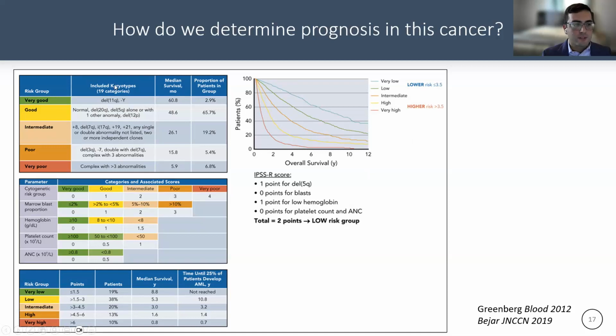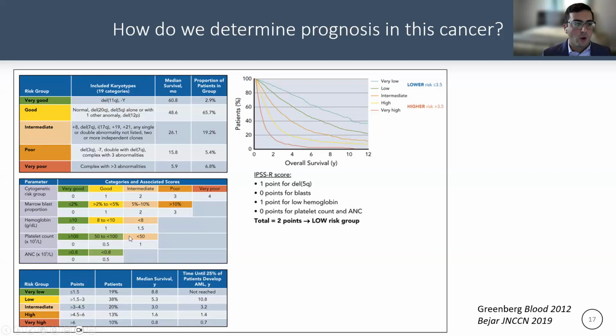I talked about some of the things that were included in the risk, but I'll go over it again. Chromosomal changes can be anywhere from very good to very poor risk. You can have bone marrow blast proportion. This is the leukemia cells that can go from low to very high. If you're above 20%, that would be consistent with an acute myeloid leukemia. But MDS patients can be above 5% and less than 20% and still be considered MDS with excess blasts.